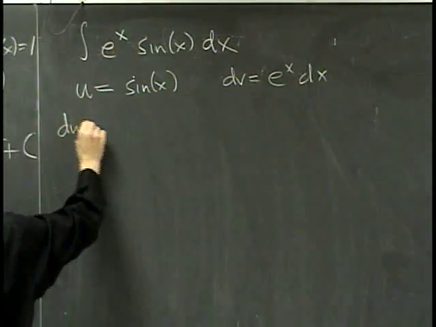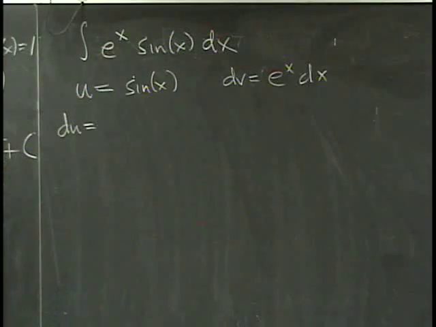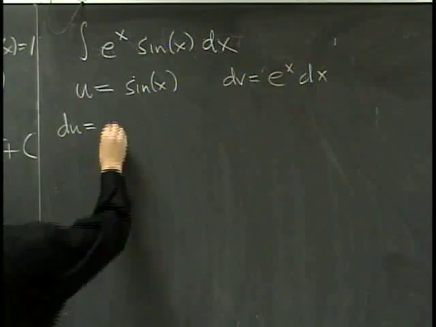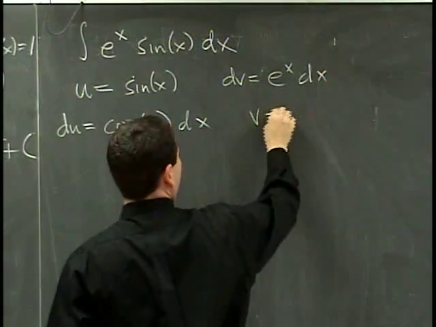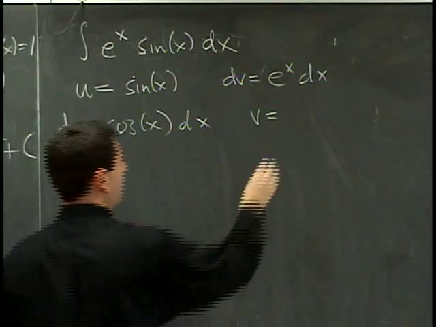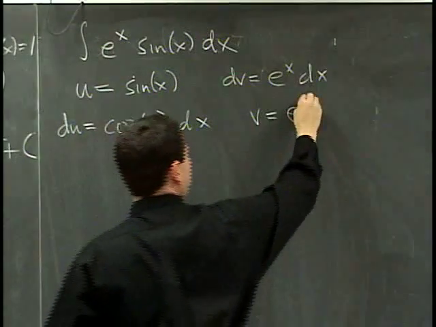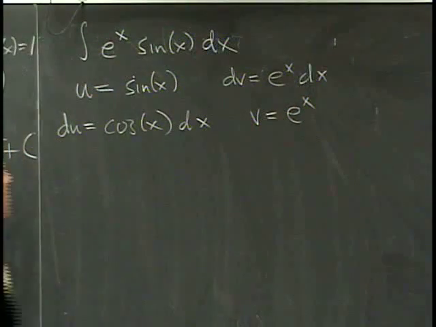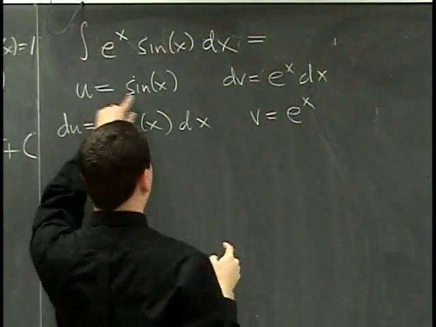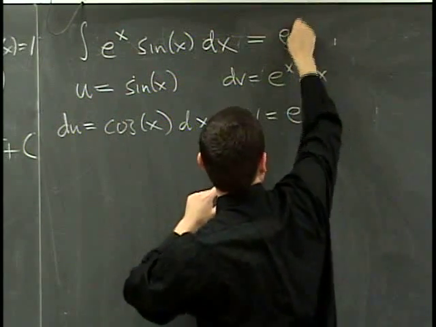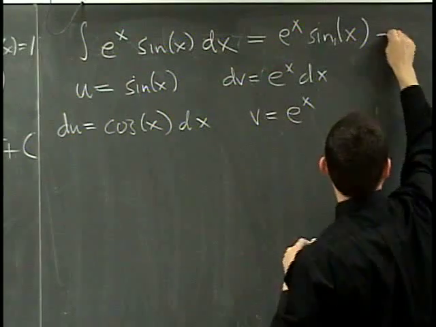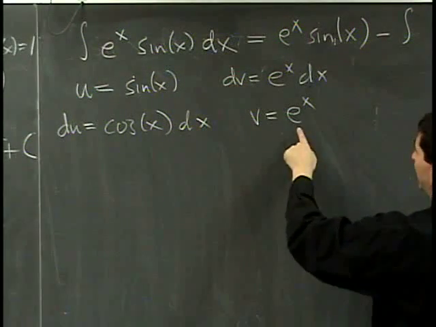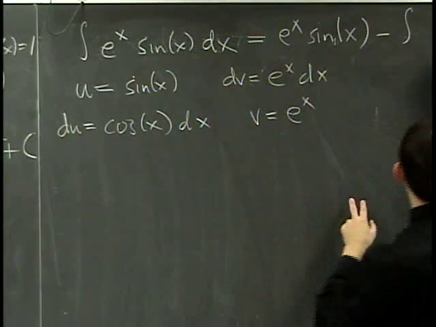So then du is going to be what? Cosine of x dx, and v is e to the x. Okay? Okay, so let's plug this back in. It's u times v, good, e to the x sine of x, minus the integral of v du, so e to the x cosine of x.